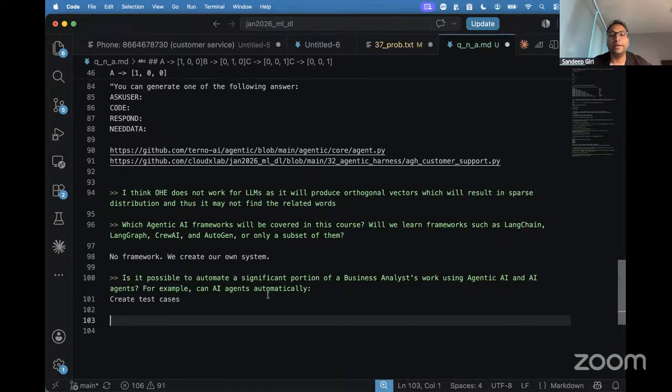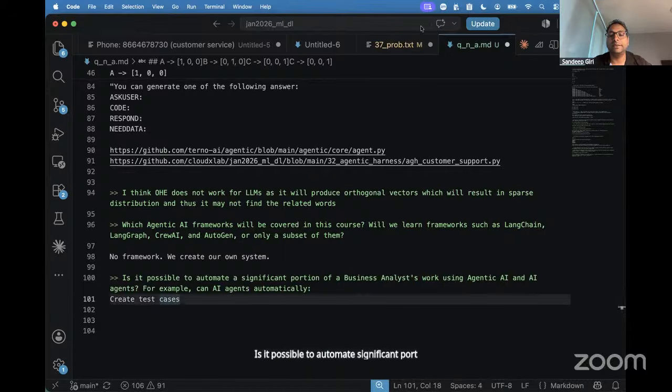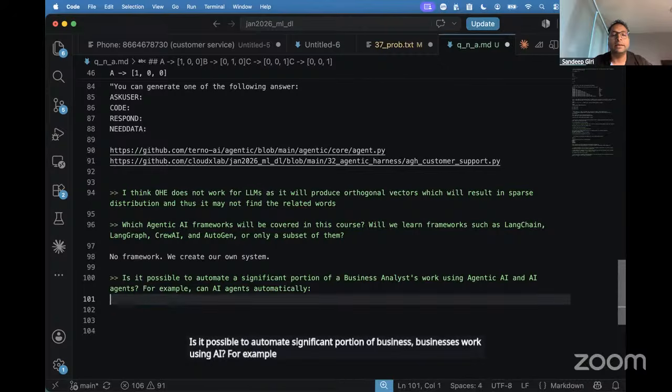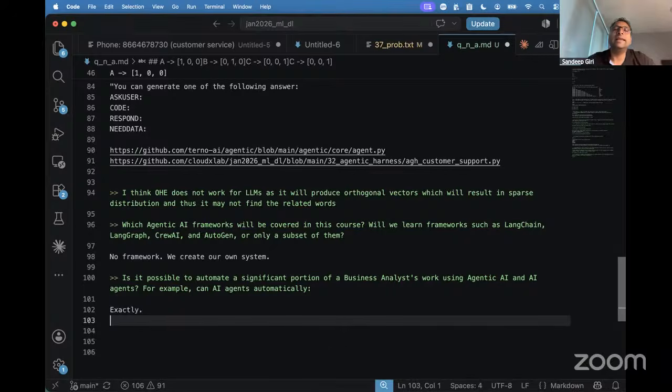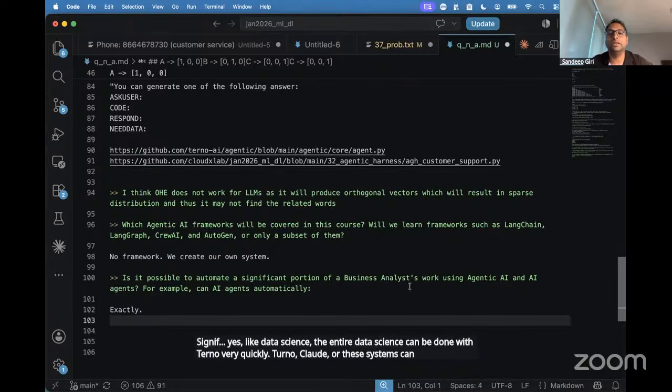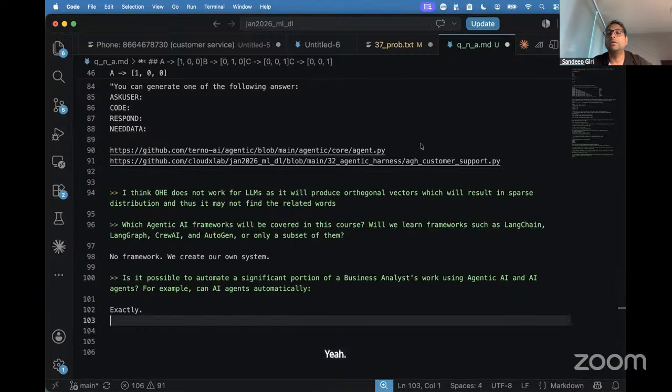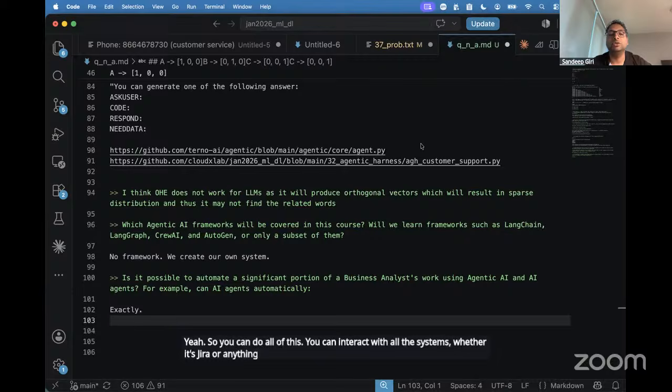Is it possible to automate a significant portion of business work using AI? Yes, the entire data science can be done with these systems very quickly. Claude or these systems can achieve all of these very quickly. You can interact with all the systems, whether it's Jira or anything, by using tools like Claude or agentic systems.